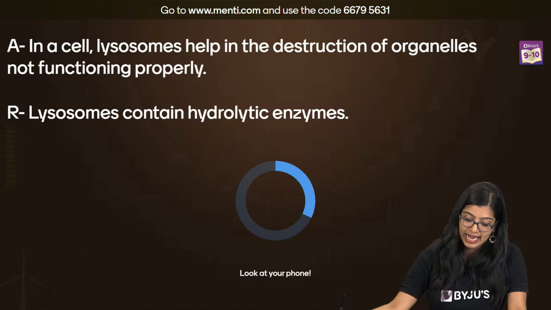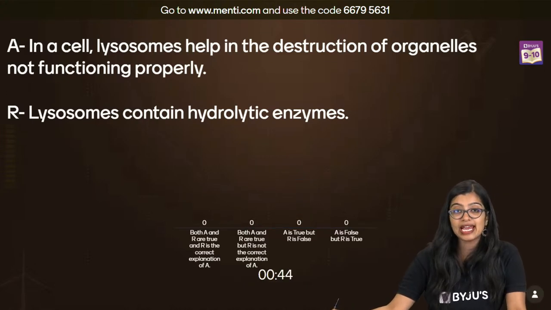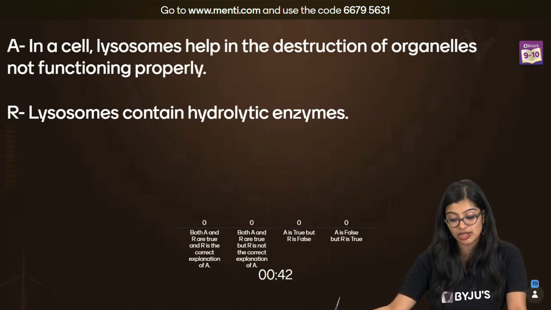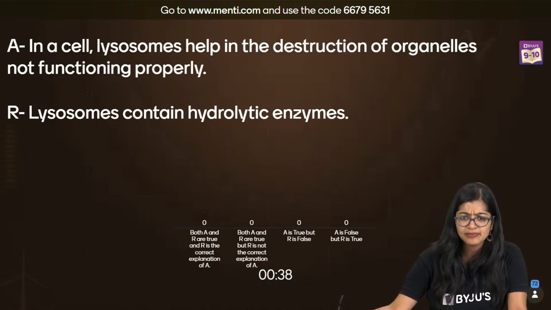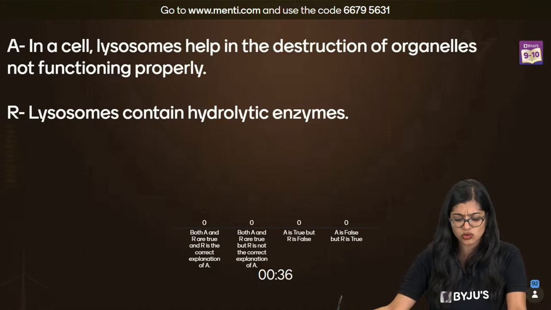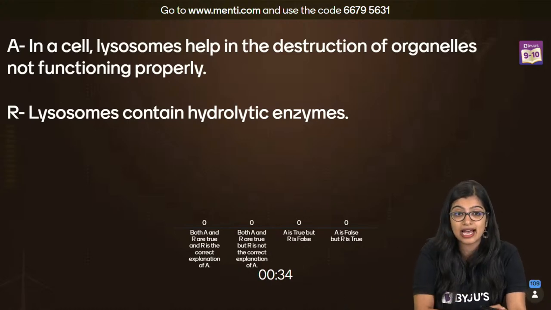Question 18 is again an assertion reason. A says that in a cell, lysosomes help in the destruction of organelles that don't function properly. At the same time, the reason is lysosomes contain hydrolytic enzymes.